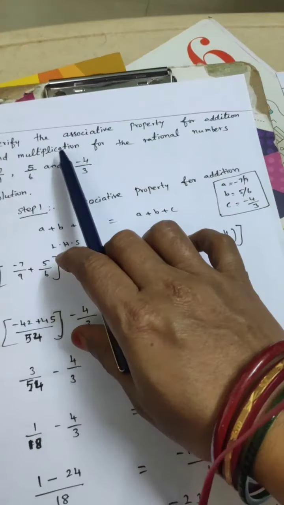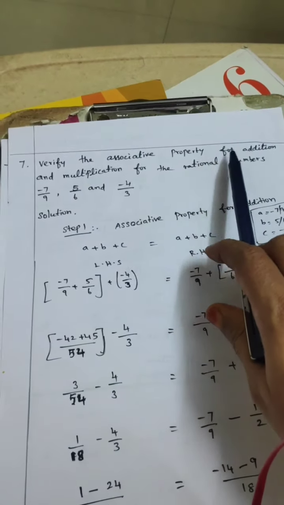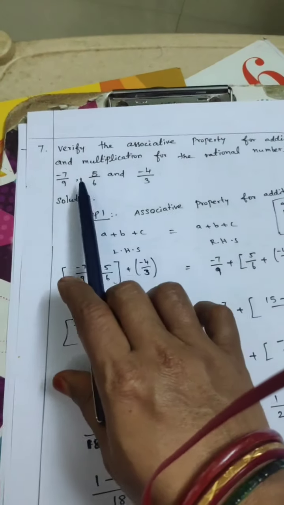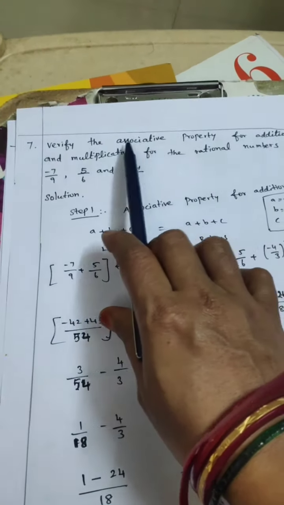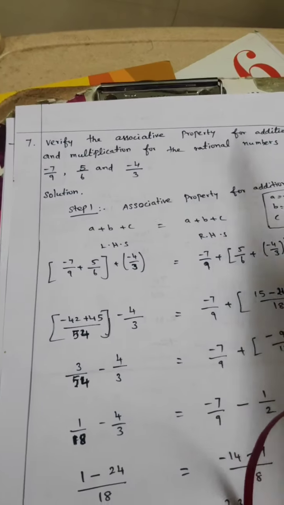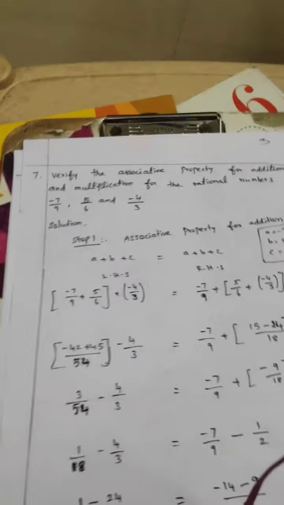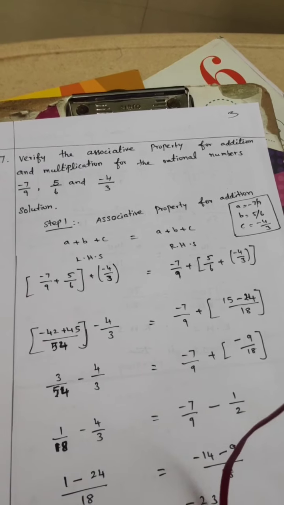Seventh question. Verify the associative property for addition and multiplication for the rational numbers. Associative means it must hold for three rational numbers. The question gives three rational numbers.